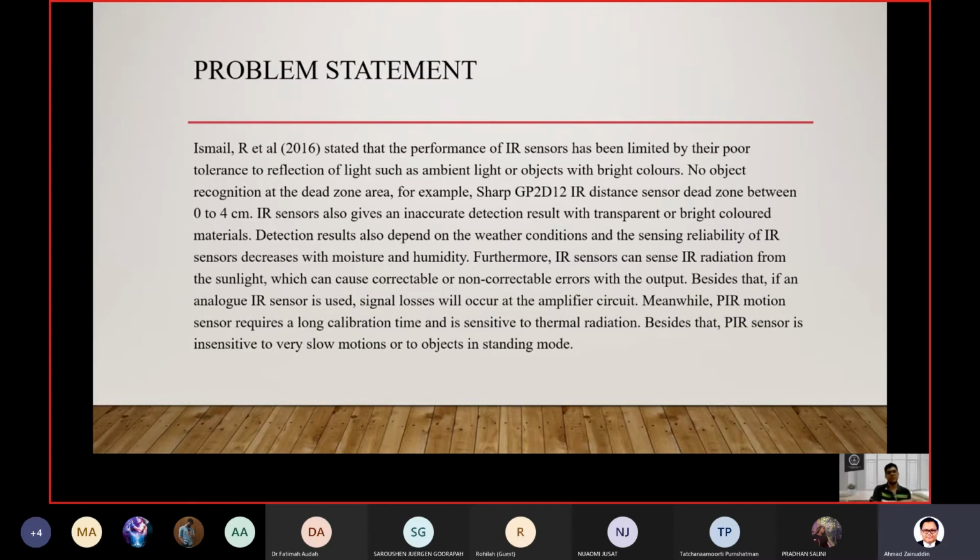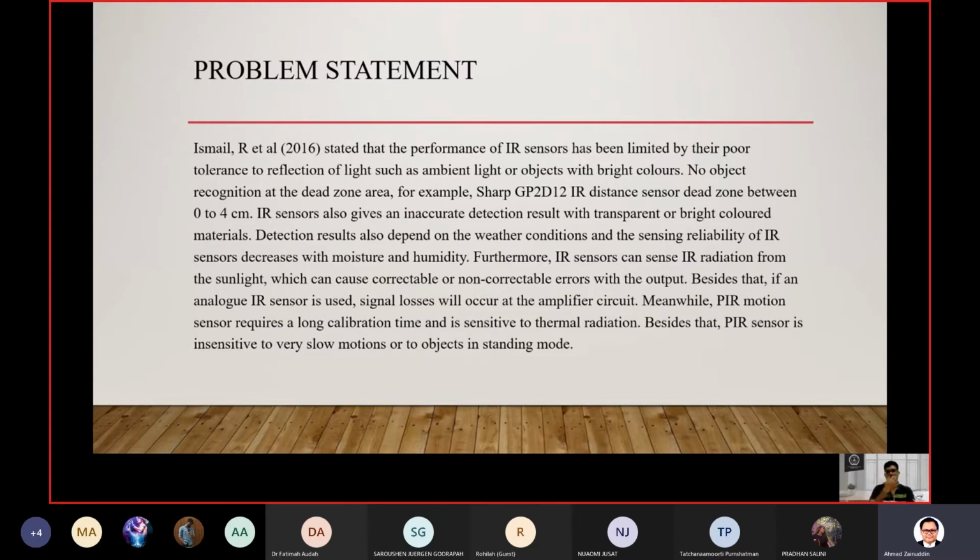So what he's trying to say is there's a dead zone area where the mentioned IR sensor was not able to capture, due to the fact that there was also the ambient light as well as the area was covered in bright colors. So it caused confusion to the infrared sensor. The infrared sensor also gives an inaccurate detection result with transparent or bright colored materials.